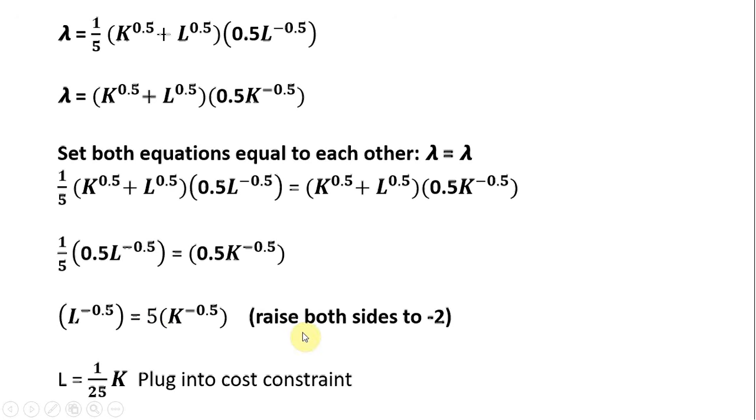And then we're going to raise both sides to the minus 2 power. So L to the minus 0.5 raised to the minus 2 is just L. Same thing with K to the minus 0.5 raised to the minus 2 is just K. And then 5 raised to the minus 2 power is actually 1 over 25. So we have a key result here, and we're going to use this result and plug it into the cost constraint.